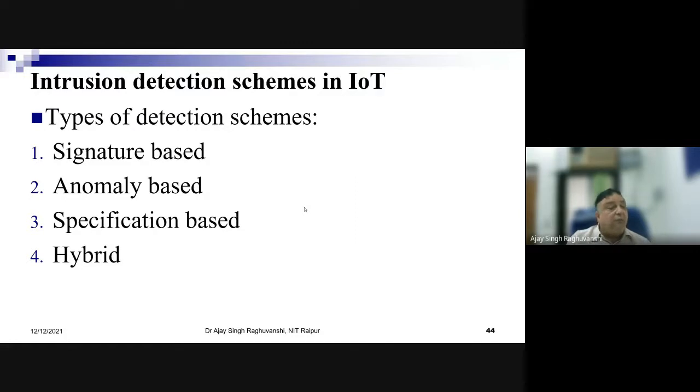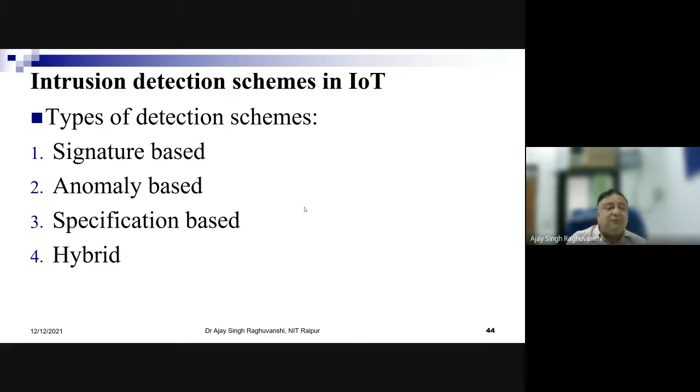But signature-based schemes have a problem. The problem is any zero-day intrusion. That means a very new intrusion, which does not have any pre-existing signature and has not been detected so far, cannot be detected by signature-based schemes. Signature-based schemes work efficiently for intrusions which are already detected, that means we already know about them.